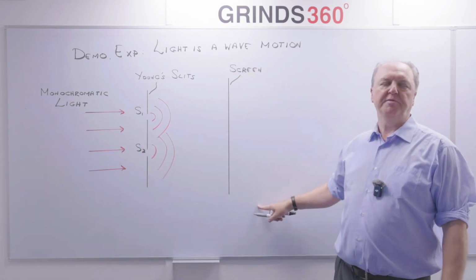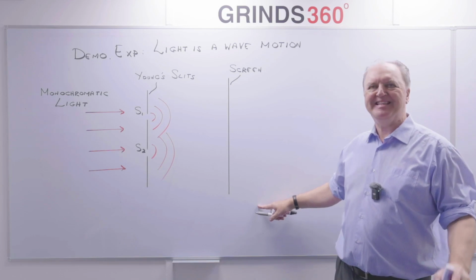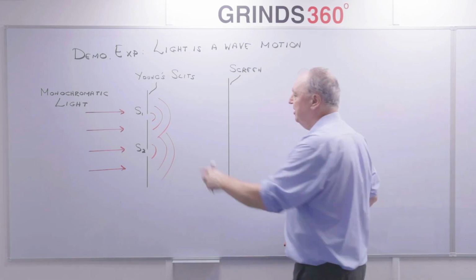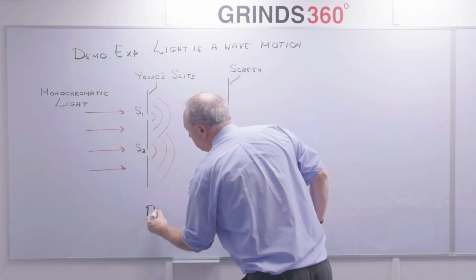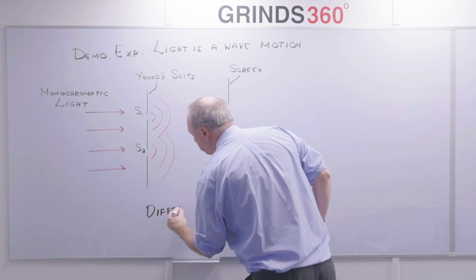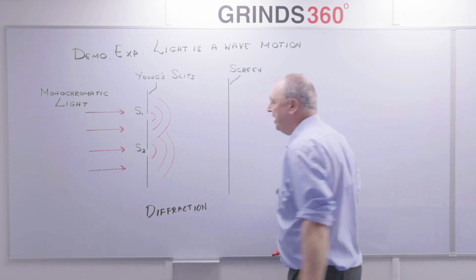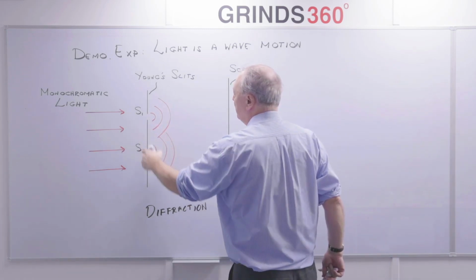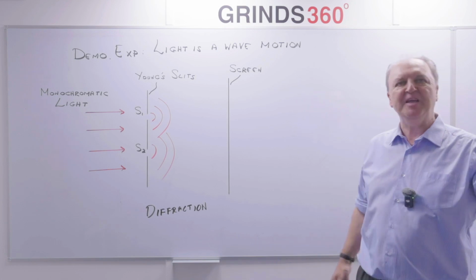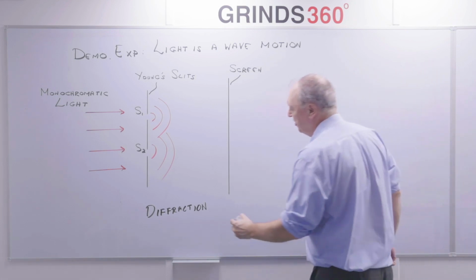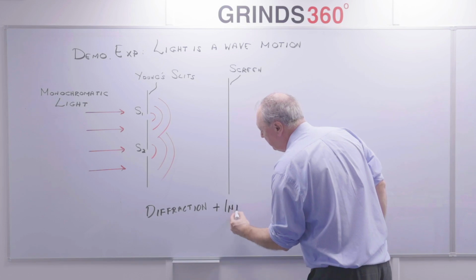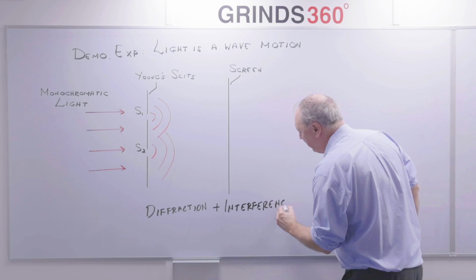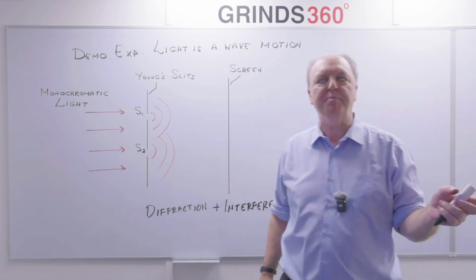Over here, I've got a screen. And what happens is the interference pattern is set up on the screen. The first thing that happens, of course, is diffraction takes place. So it's always diffraction first. Then the two sets of waves spread out and they are coherent waves. These two gaps here represent coherent sources, S1 and S2. Now the two sets of waves interfere. So that's interference. And an interference pattern will be set up.